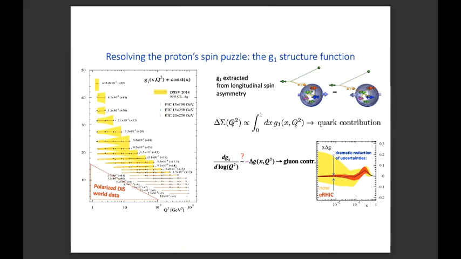It's in general a function of x, so this is Bjorken x, which you can think of roughly as the fraction of the momentum of the proton that's carried by a parton, a quark or a gluon inside the proton. And so it's a function of x and Q squared, where Q squared is the resolution of the probe. And this quark helicity that I mentioned previously, the contribution to the spin of the proton, is the first moment of g1. Roughly speaking, it's actually the isosinglet part of g1 whose first moment is this quark helicity.